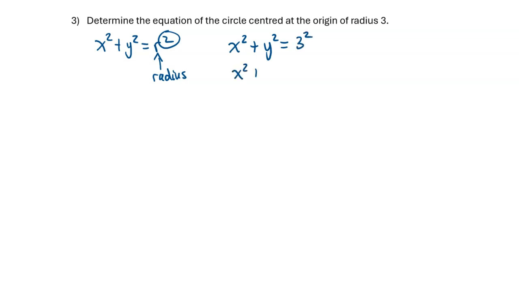All right, moving on to the last thing: determine the equation of a circle centered at the origin of radius 3. So x squared plus y squared equals r squared. That would be the more technical, better way to say that. And so the r is the radius. Here we've got a radius of 3, so we just put 3 squared into that, and we get x squared plus y squared equals 9. And so that's the equation of a circle centered at the origin of radius 3. That's all there is to it.